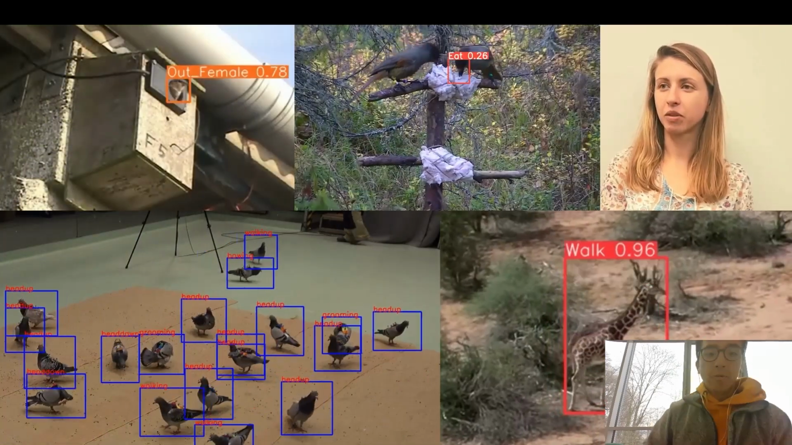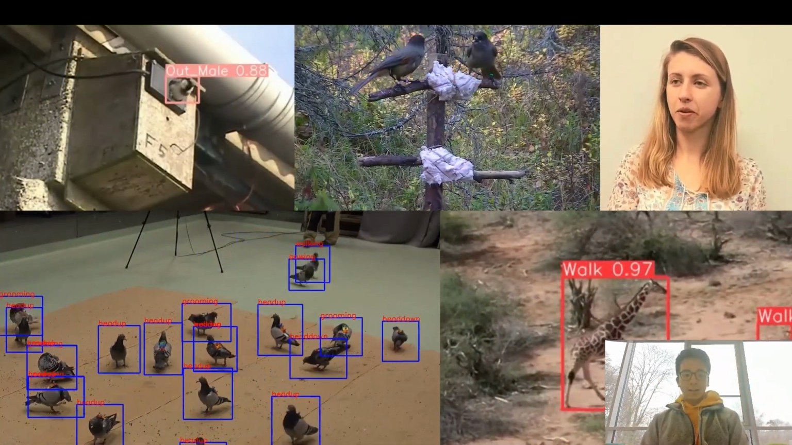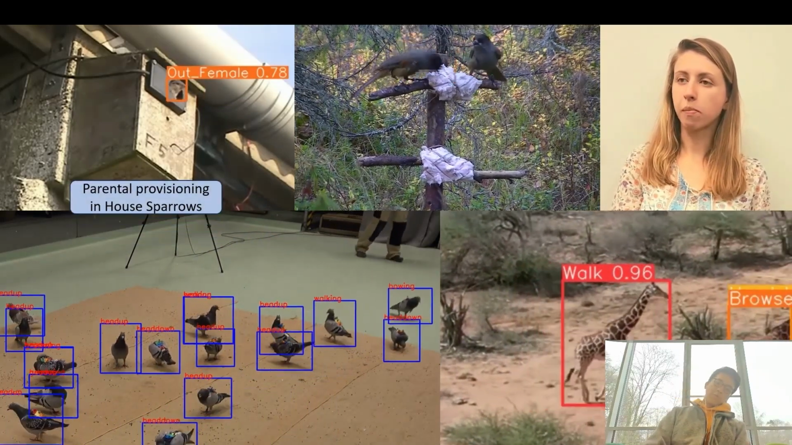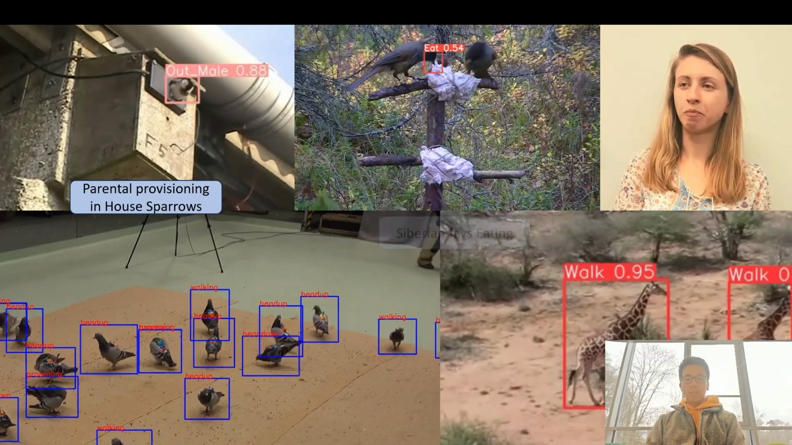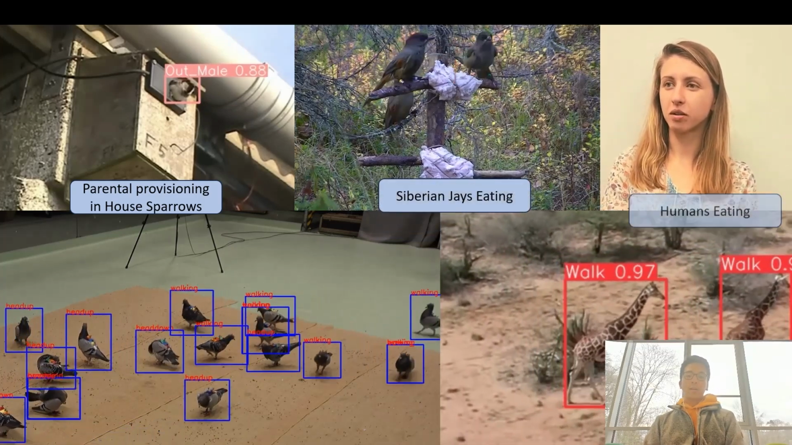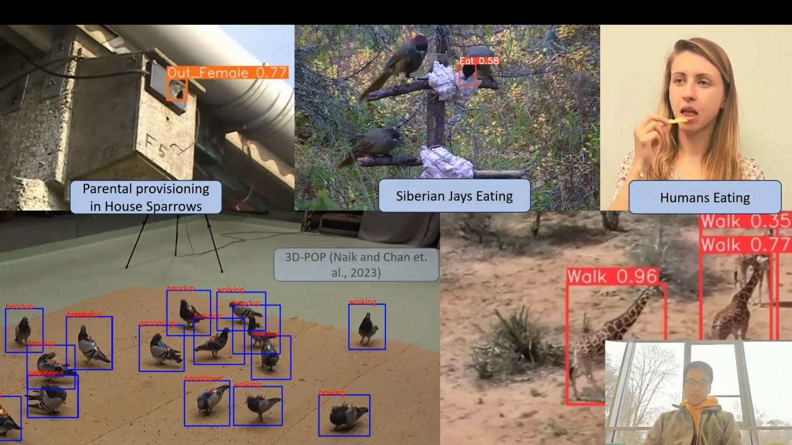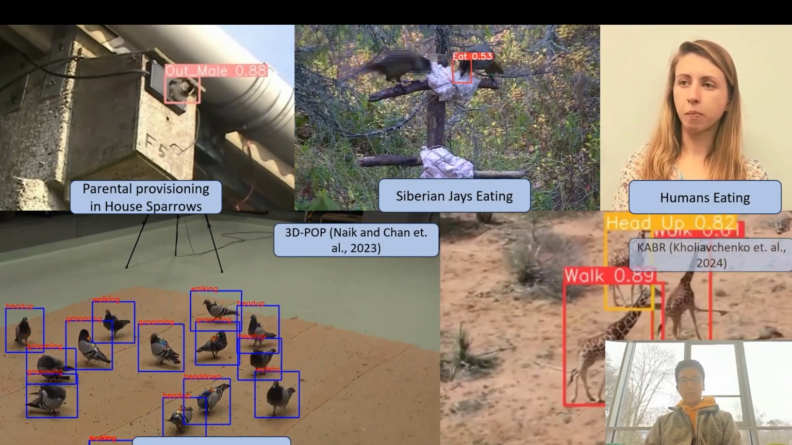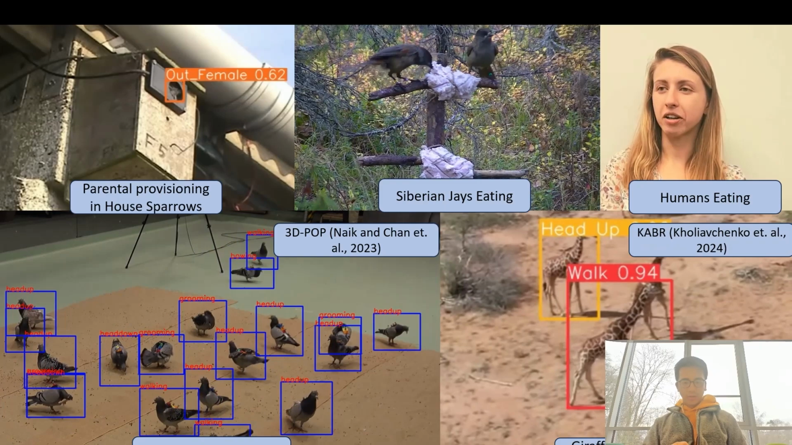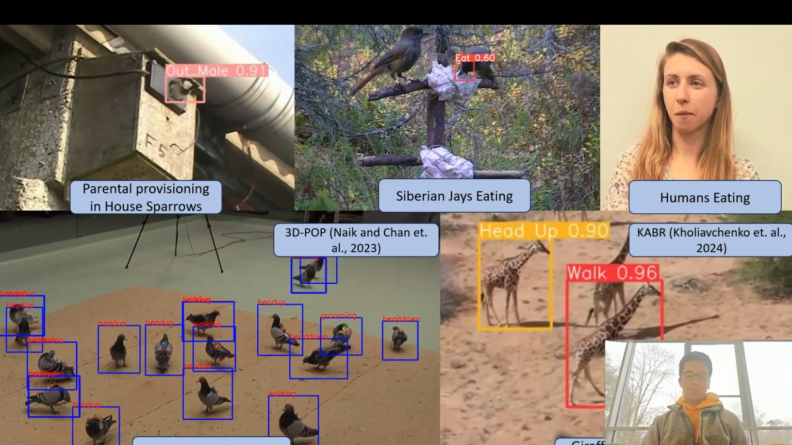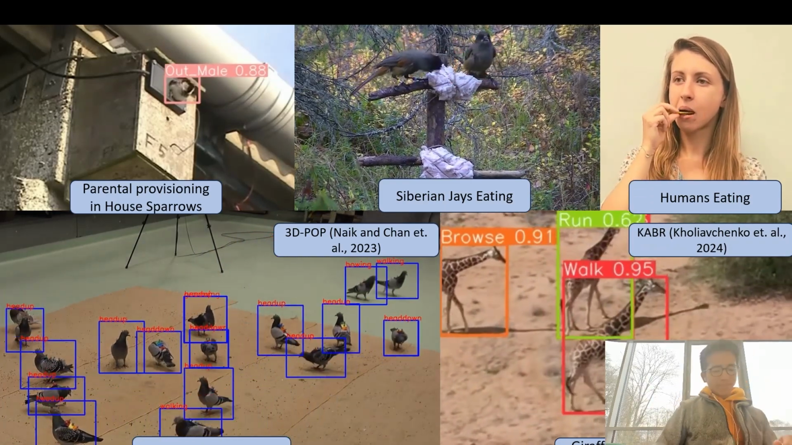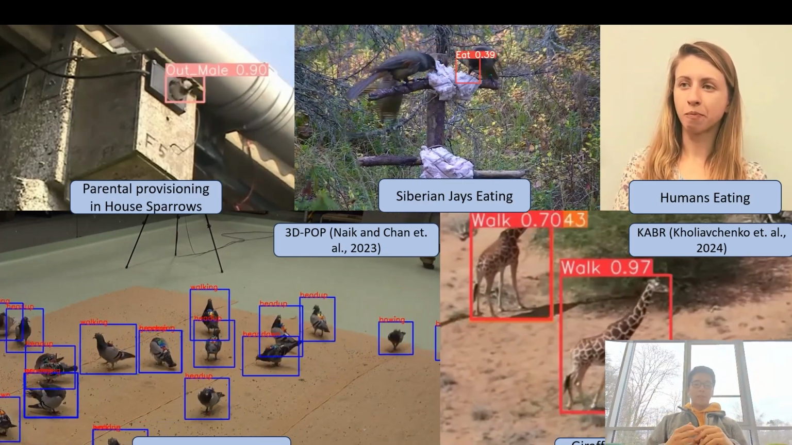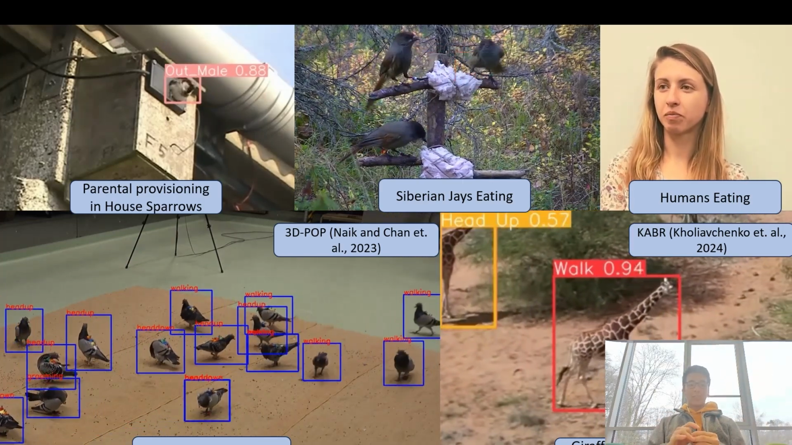So in the paper, which you can read, I showcased this method in 5 different systems: the house sparrow visiting, provisioning videos, the Siberian jays eating, humans eating, pigeons' activity budget of a bunch of behaviors, and then giraffe and zebras walking and browsing in Kenya. So hopefully all of these case studies can already give you an idea of what kind of situations this could work in.